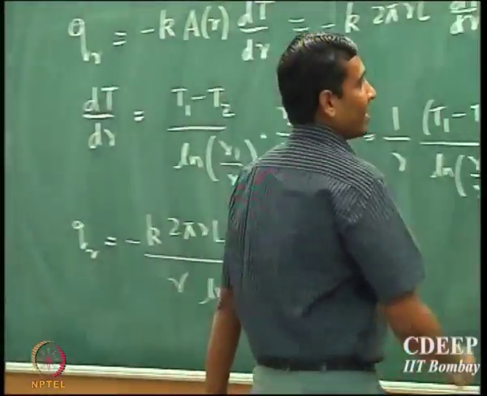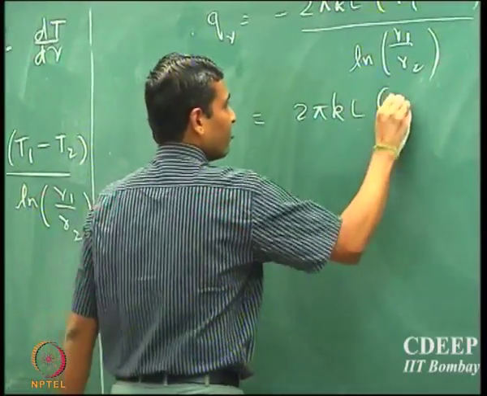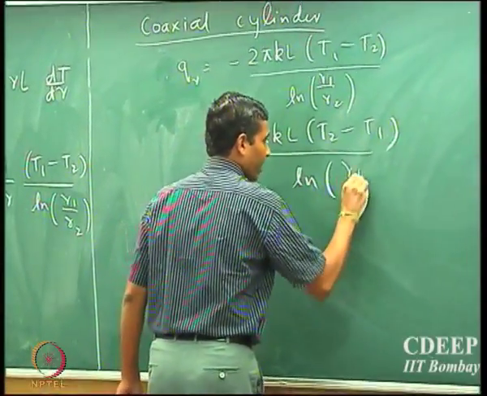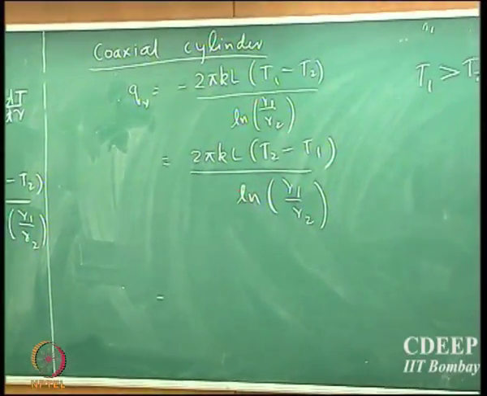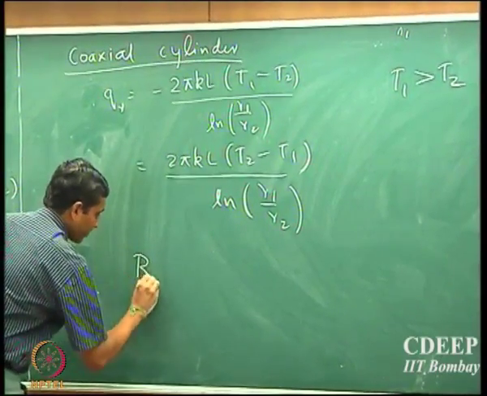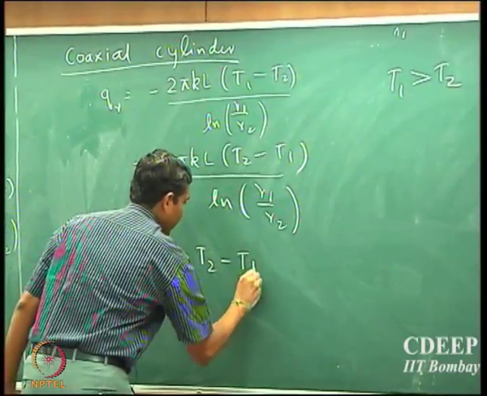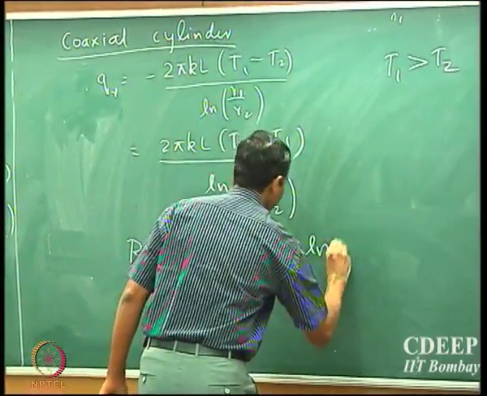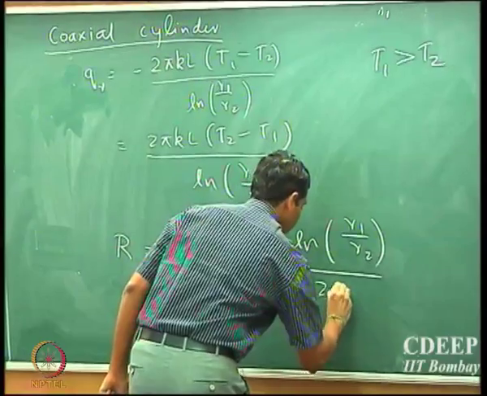Alright, so I can simply write it as 2 pi kL into (T2 minus T1) divided by ln(R1/R2), and once again I could define the resistances the way I have done before. So resistance is given by, let us say, (T2 minus T1) by Q, and so that will be ln(R1/R2) divided by 2 pi k_m.